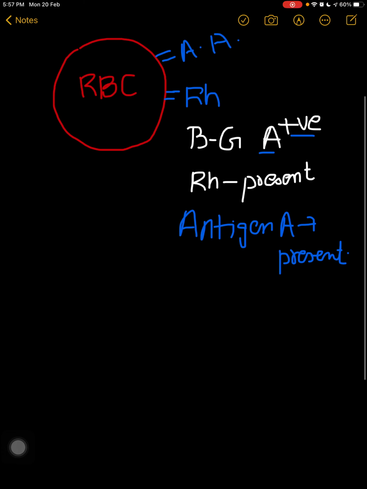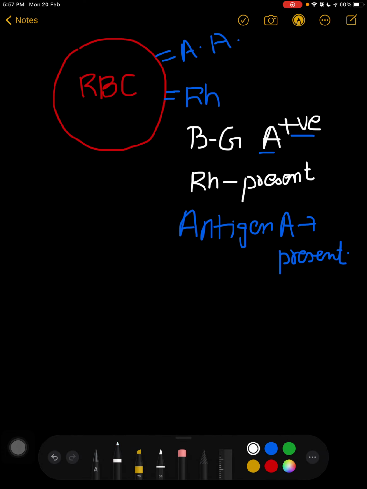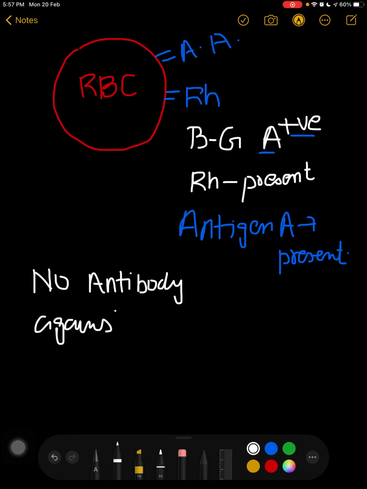So in this body there will be no antibody against Rh produced. So no antibody against Rh will be produced.